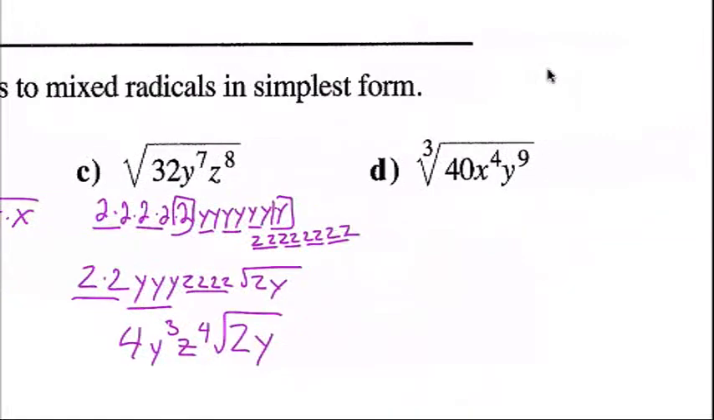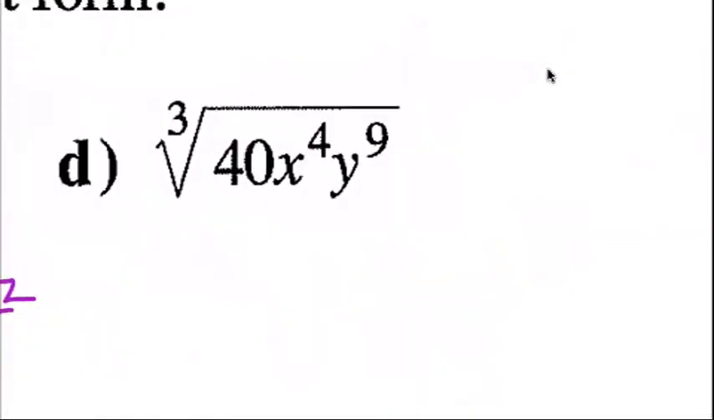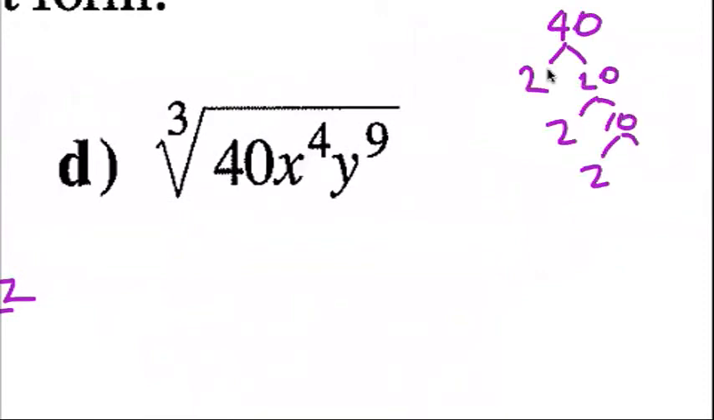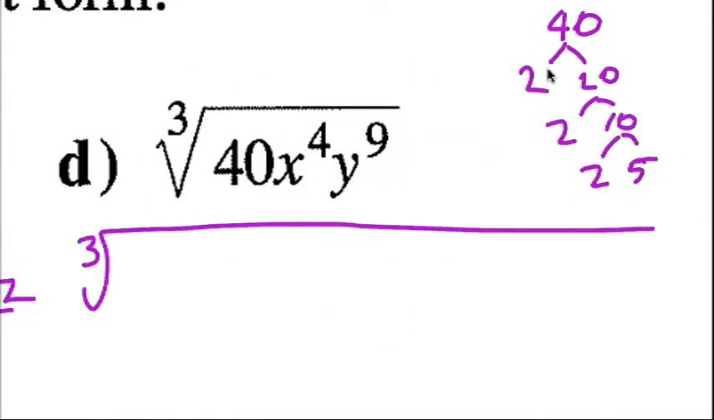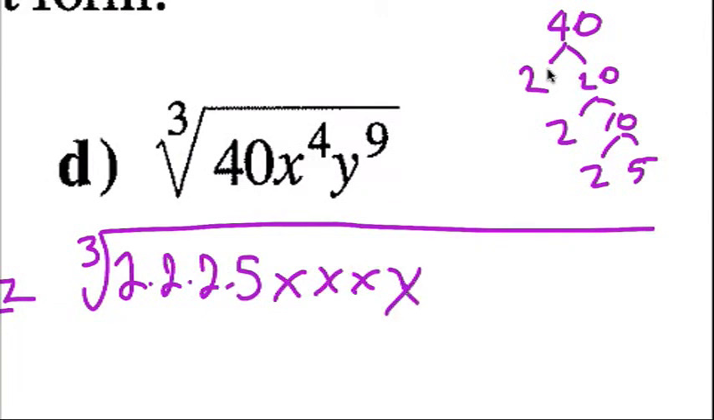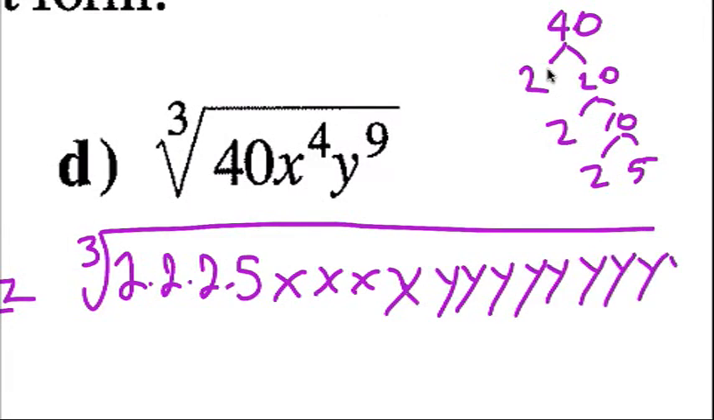And then d as well, except it's cube root. So 40, somewhere else I would prime factorize 40. 2 and 20, 2 and 10, 2 and 5. So now I know that this is the cube root of 2 times 2 times 2 times 5. 4 x's. 1, 2, 3, 4, 5, 6, 7, 8, 9 y's.